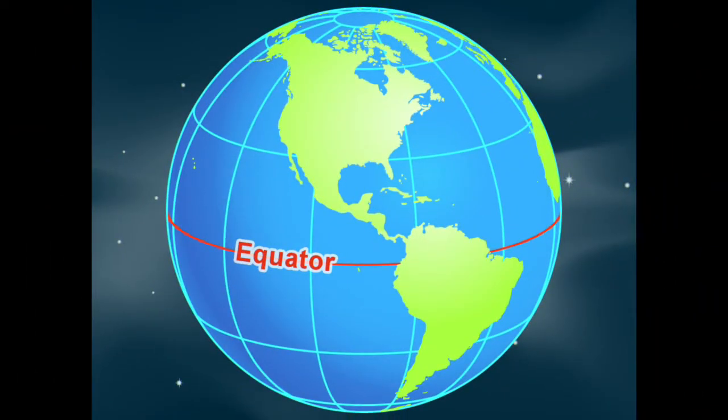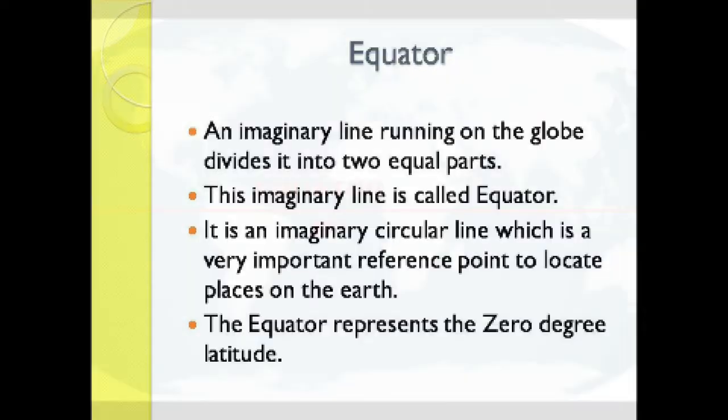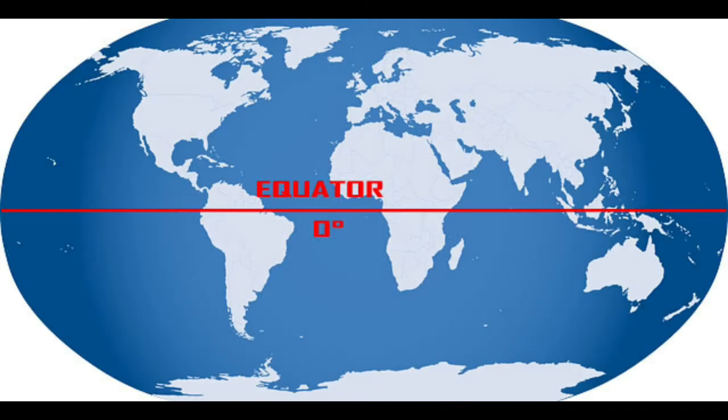Equator. An imaginary line running on the globe divides it into two equal parts. This imaginary line is called the equator. It is an imaginary circular line which is a very important reference point to locate places on the earth. The equator represents the 0-degree latitude.